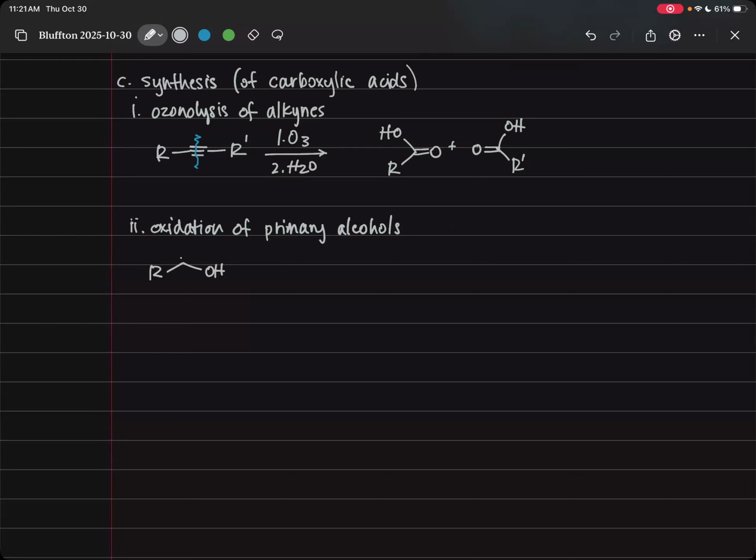where we've got 2 hydrogens on the carbon attached to the alcohol. That's important. And then we use our choice of oxidizing agents, chromic acid or potassium permanganate. That is going to oxidize the central carbon there all the way up to the carboxylic acid.